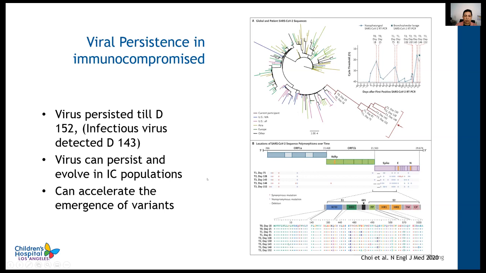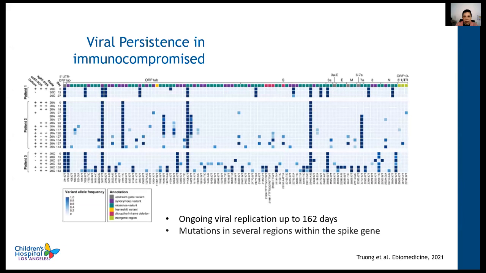So it's important to remember that viruses can persist for much longer in immunocompromised patients. And within these immunocompromised patients, there can be an accelerated emergence of variants. This is another study that actually came out of CHLA, which looked at 3 patients, 2 pediatric and 1 young adult, and showed that ongoing viral replication was noted up to 162 days. And ongoing viral replication was studied via culture, subgenomic PCR, all of which remained positive multiple months after the initial SARS-CoV-2 infection. And again, noted within these is, especially in patient 2 and patient 3, multiple mutations were noted in regions within the spike gene, which added on and contributed to the mutating virus.